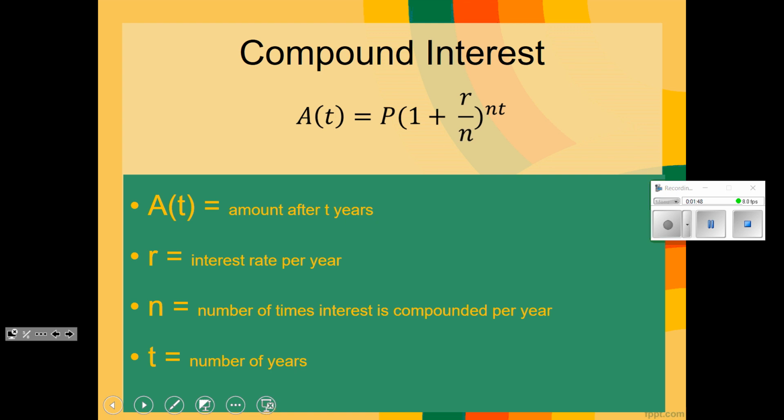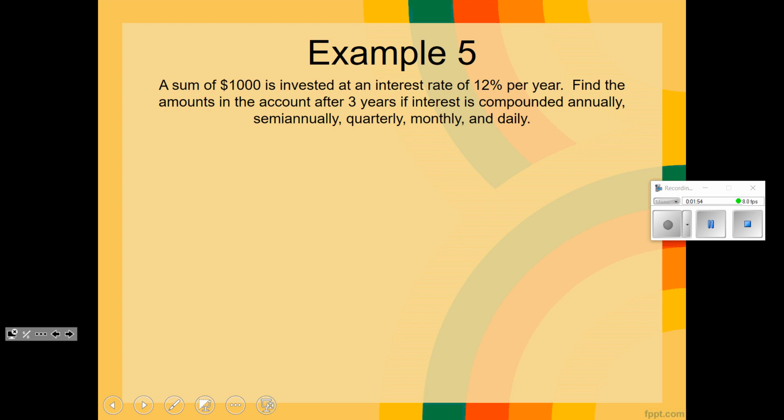So everybody got this formula down, because I will have to ask you to repeat it to me. Yes? Okay. Let me give you a second to write this down. A sum of $1,000 is invested at an interest rate of 12% per year. Find the amount in the account after 3 years if the interest is compounded annually, semi-annually, which would be biannually, twice a year, quarterly, which you told me was every 4 months, and then monthly, and then daily. Any questions on that?